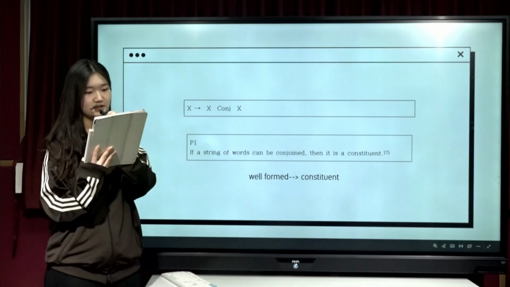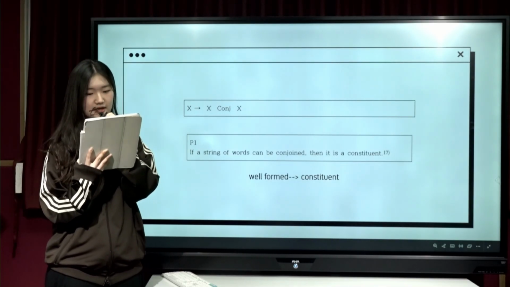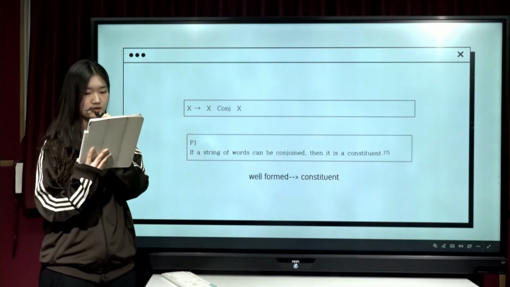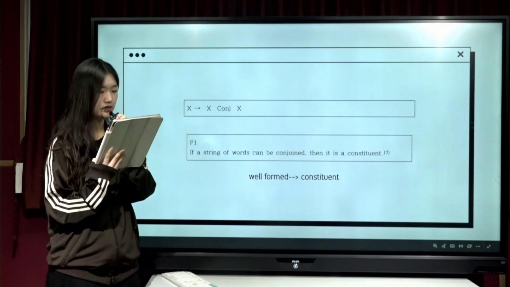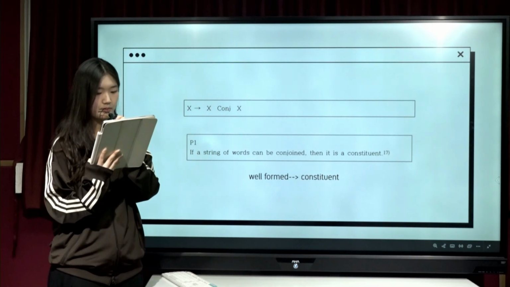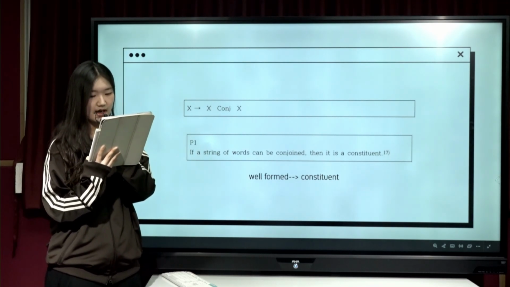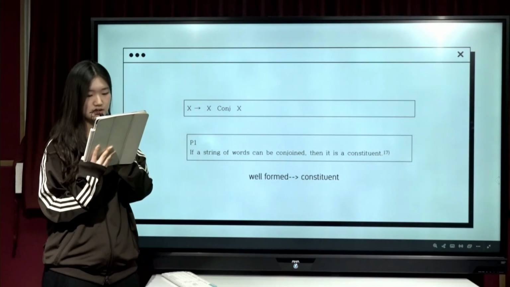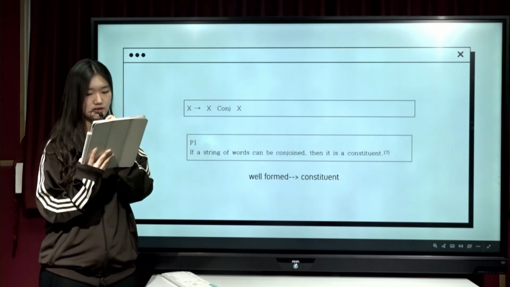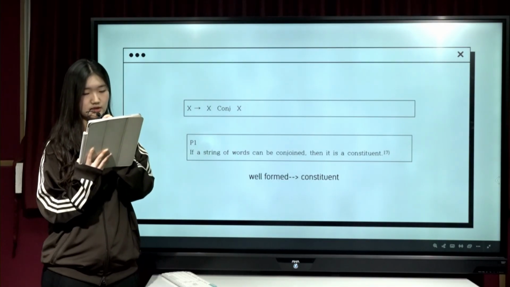X arrow X conjunction X. If a string of words can be conjoined, then it is a constituent. Thus, conjunction becomes a test for the constituent. We can tell it is principal one. Also, the parallel strings joined by the conjunction must be constituents, and we can test by constructing another sentence in which the string is conjoined. And if the constructed sentence is well formed, the string is a constituent.